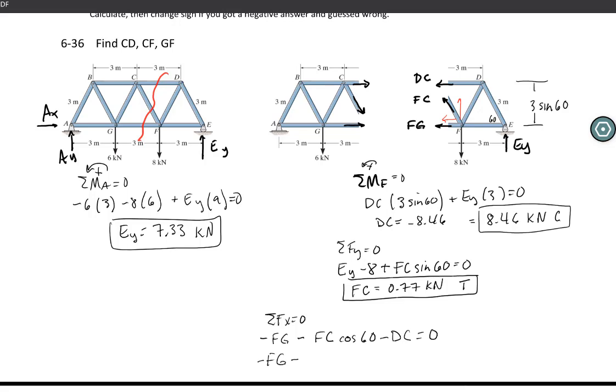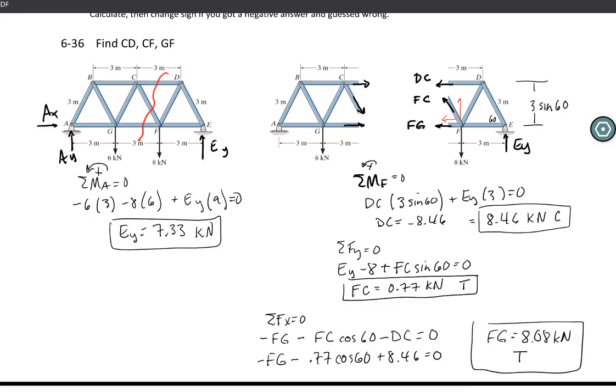So FC is 0.77, and this would be cos 60, and then DC is 8 plus 8.46, and that's equal to 0. Solving that for FG, I got that as 8.08, and that is tension. I drew it as a tension member, I solved it as a positive number, and so we'll keep it like that.